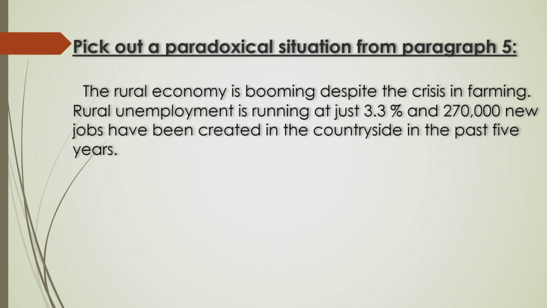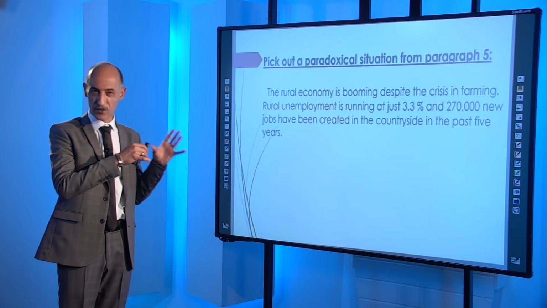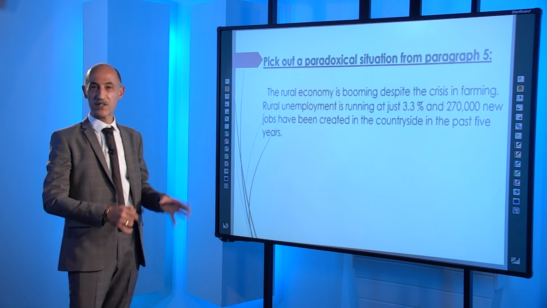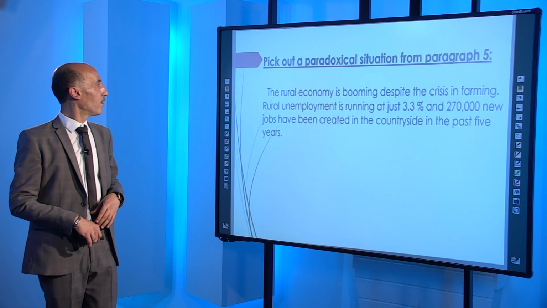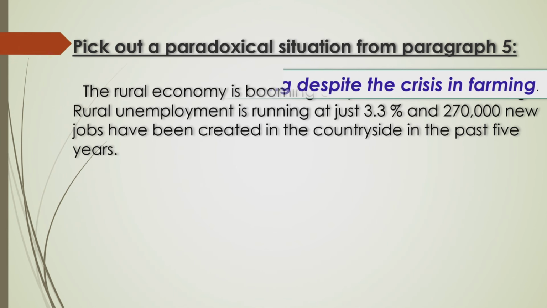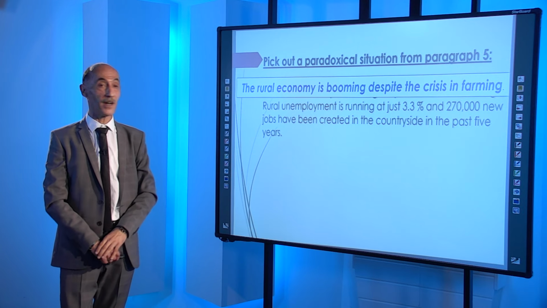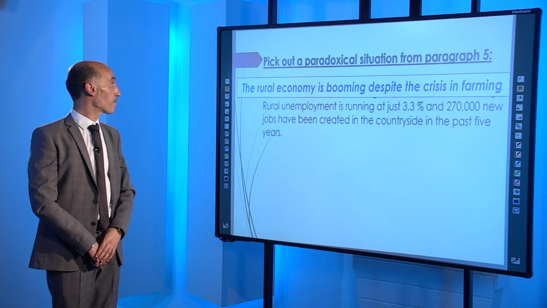So we'll together focus on this paragraph and try to find a situation which is paradoxical, a situation in which there is contrast. Well, having read the paragraph carefully, we'll find that the very first sentence relates to a paradoxical situation. So I read it again. The rural economy is booming despite the crisis in farming.